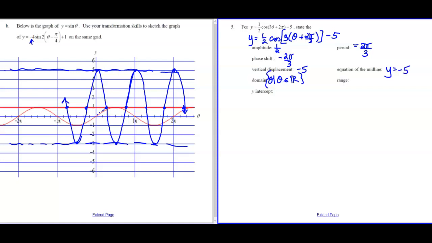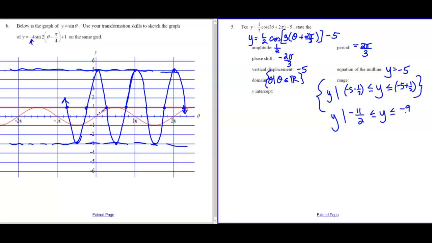And then the range. So the midline has now been moved down to negative 5. So negative 5, and then our amplitude is 1/2. So negative 5 plus 1/2 and negative 5 minus 1/2. Simplify that. So that's going to be negative 11 over 2 and negative 9 over 2.